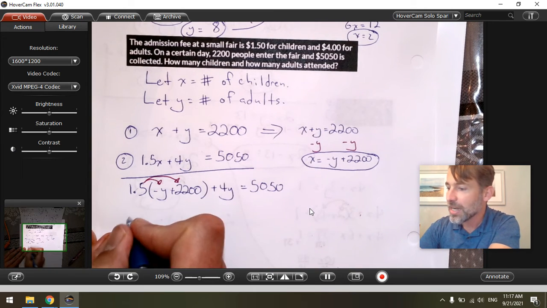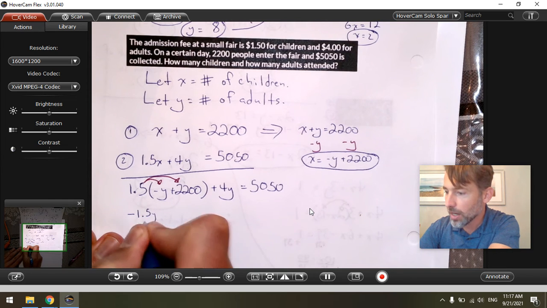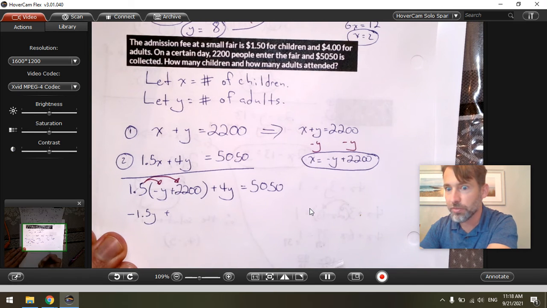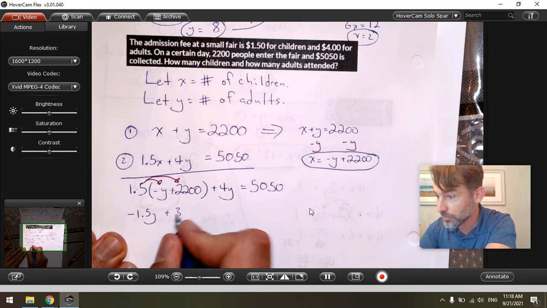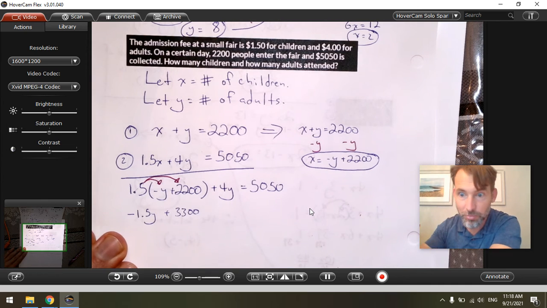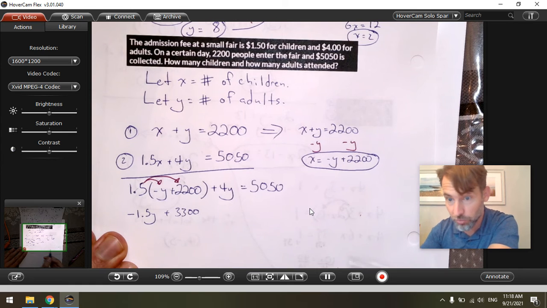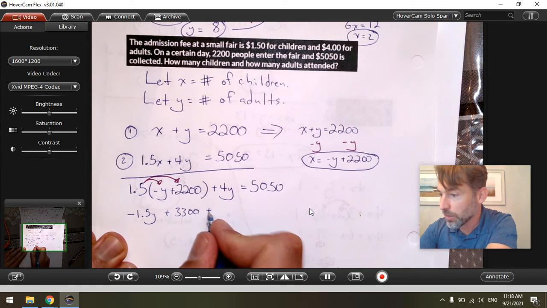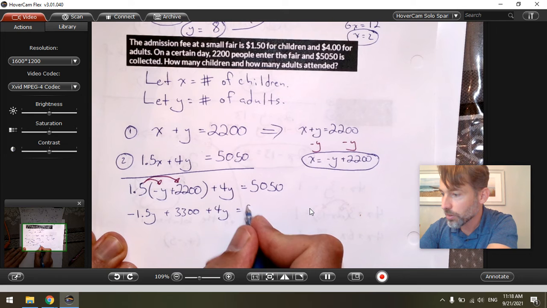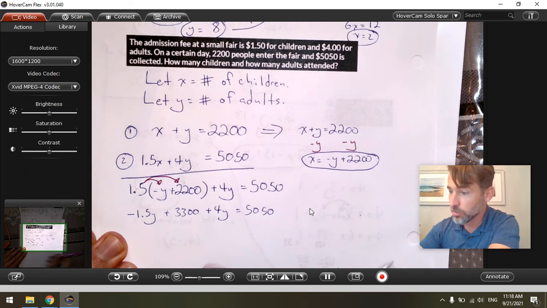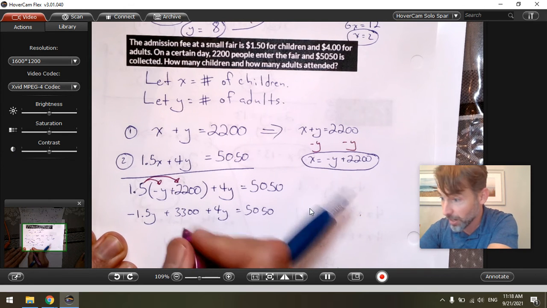So I'll have negative 1.5y plus 2,200 times 1.5, which is 3,300. I should factor the numbers in my head and work it out. It's very fast if you just do these things in your head first before going to your calculator. You'll develop the skill. Plus 4y equals 5,050. Now, I want to get my y's all alone on one side of the equation, so I'm going to gather them. Negative 1.5y plus 4y is going to give me 2.5y.